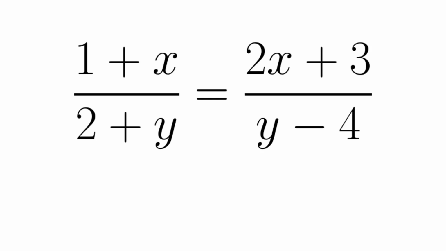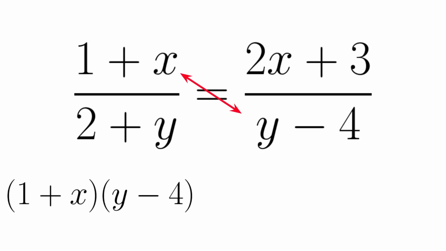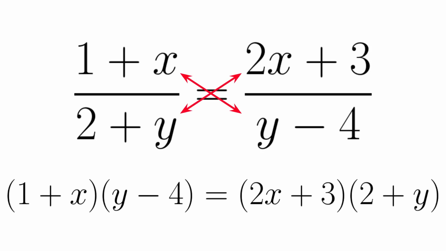One last wrinkle that you should be aware of is if you have multiple terms in the numerator and the denominator, just remember to put in brackets. So we put brackets around the 1 plus x, and also around the y minus 4, and brackets around 2x plus 3 and 2 plus y, and then it works perfectly.